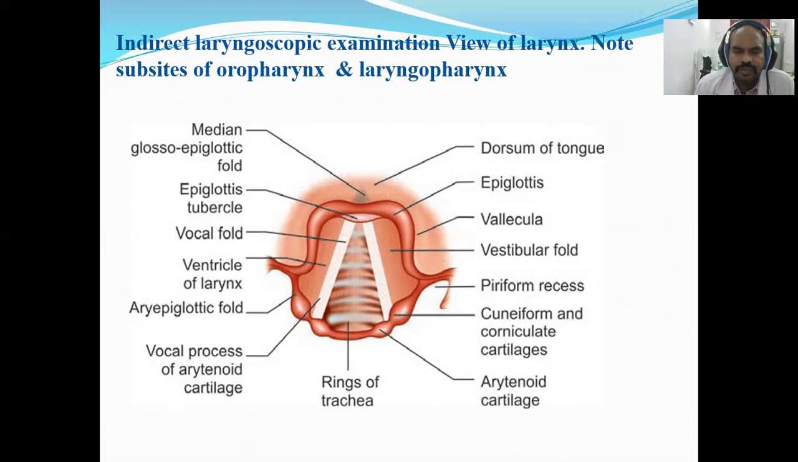Then we have the vocal folds; the superficial one is the false cord, and below it is the true cord. Then the space between the vocal folds and the piriform fossa, which is marked over here, is the vestibular fold. Then we also have a band connecting the epiglottis with the arytenoid, which is called the aryepiglottic fold. The vocal process is attached to the arytenoid. Then we have the corniculate cartilage as well as the cuneiform cartilage. The rings of the trachea are seen in the subglottic region along with the vocal process of the arytenoid.